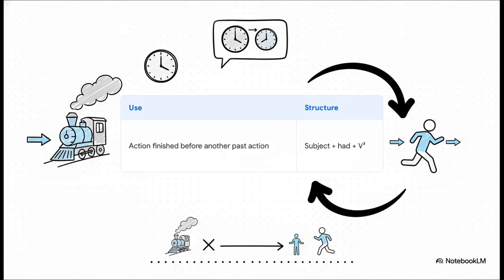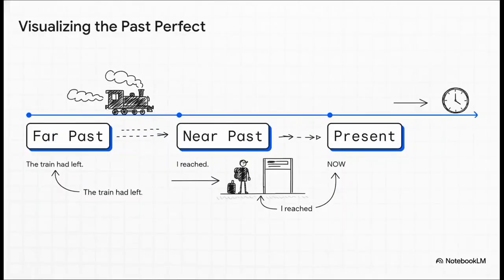It's how you talk about the thing that happened before the other thing. The train had left before I reached. It's super clear which event came first, and this makes it so easy to understand. Just look at the timeline here.